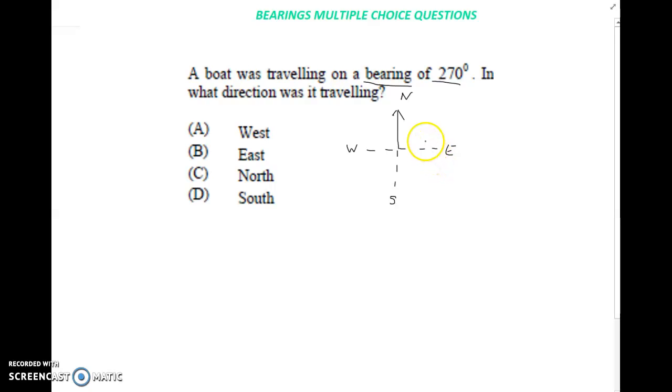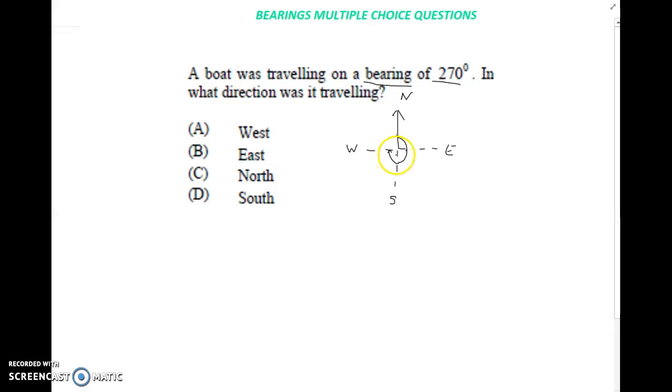Cool. A boat was traveling on a bearing of 270 degrees. What you need to do is draw a north line, and from your north line, measure what 270 degrees is. From here to here is 90 degrees, and from here to here is another 90 degrees, which is 180. And from here to here is another 90, which is 270. So this angle we have here now is 270 degrees.